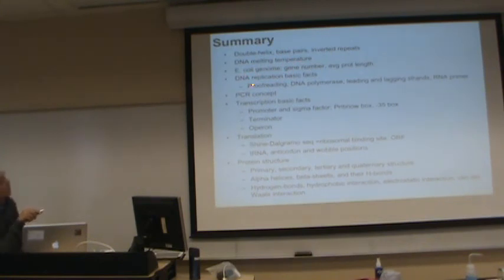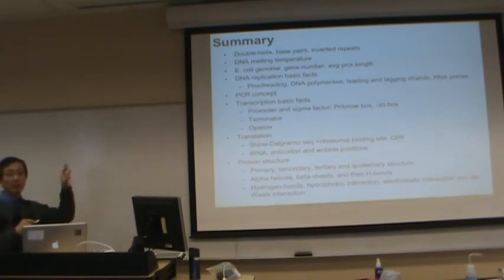Basically the E. coli genome, DNA replication, the concept of PCR, transcription, promoter with the minus 35 and minus 10 regions, terminator and operon. For translation, you need the Shine-Dalgarno sequence, where the ribosome binds, and the translated part is called the open reading frame. And tRNA has an anticodon, which has a wobble position that allows one tRNA to recognize several sense codons on RNA.